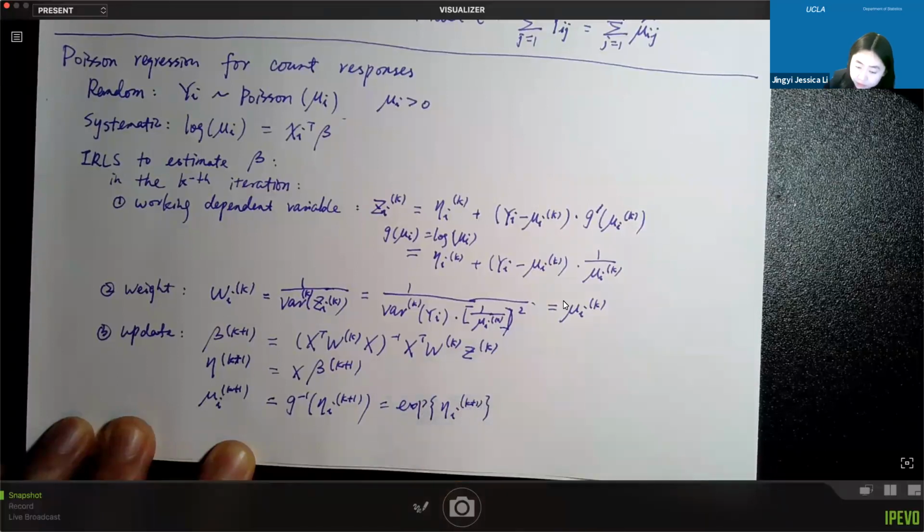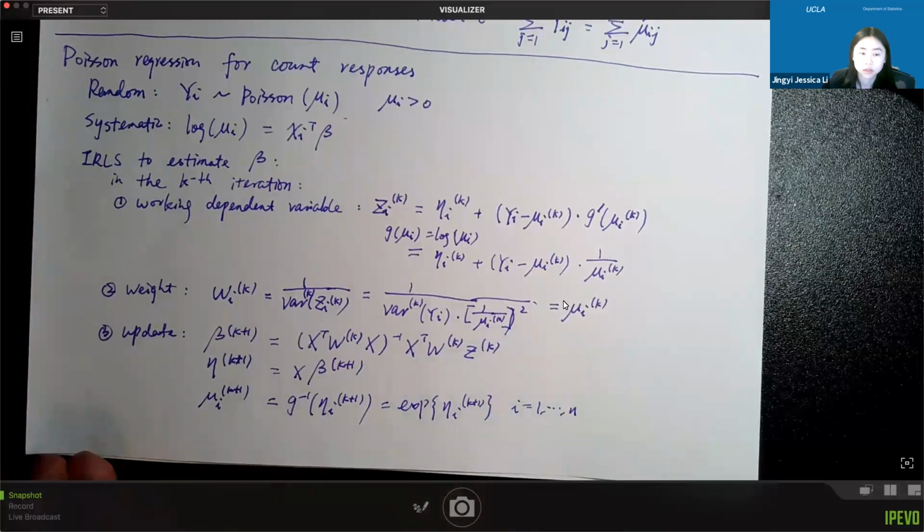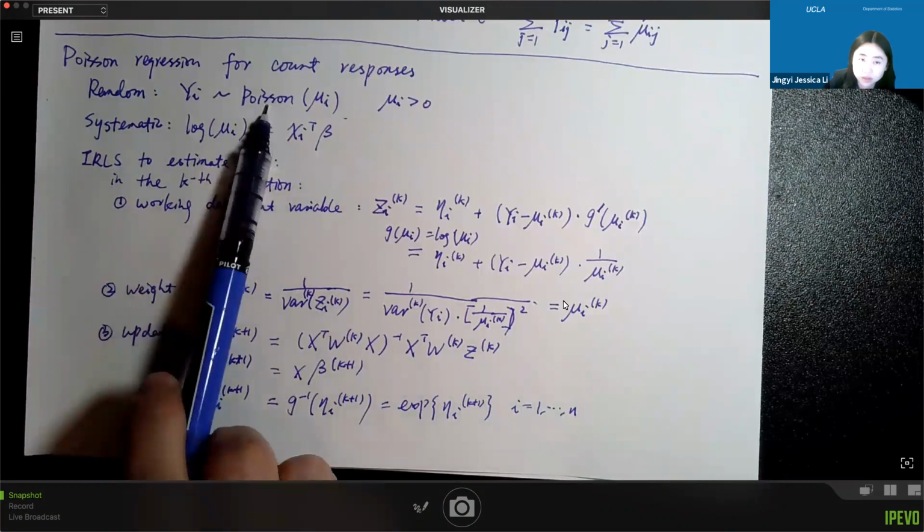And we do that for each i from 1 to n. And that's it. So this gives me the updated parameters, and then I go back to the working dependent variable and the weights and continue the iteration. So you see that in terms of the formula, the IRLS for Poisson regression is actually simpler than for logistic regression. And also one more thing I want to say is about the Poisson distribution itself.